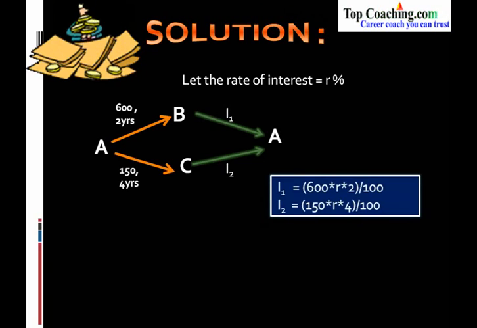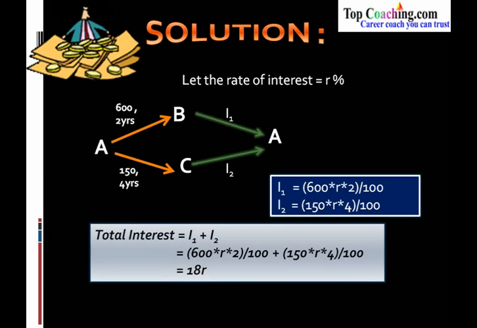So I1 in the first case is equal to 600 into R into 2 divided by 100. This is the interest earned in this transaction in which the principal is 600, time is 2 years, and R represents the rate percent. And similarly, I2 in this case is 150 into R into 4 divided by 100.